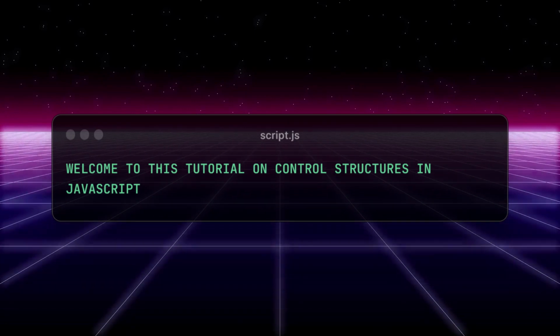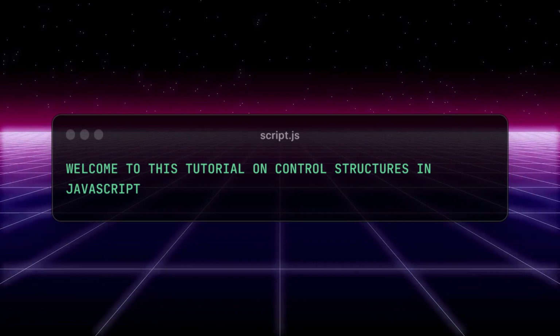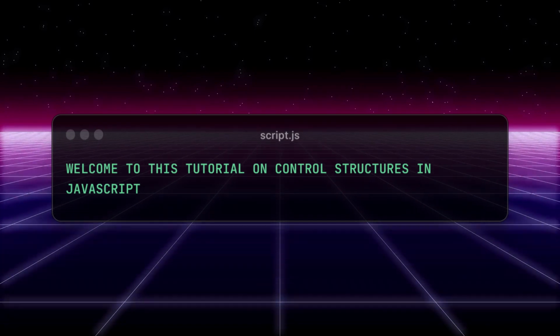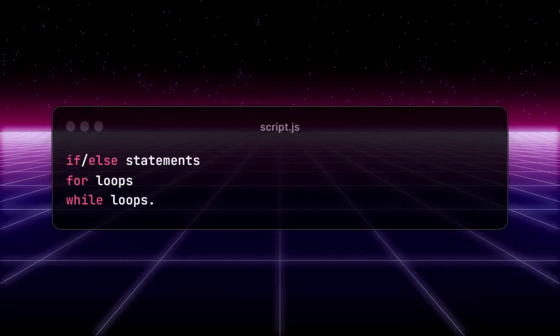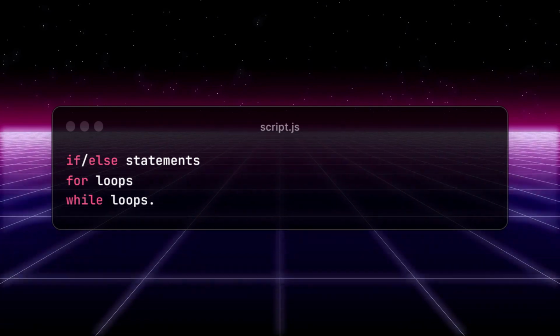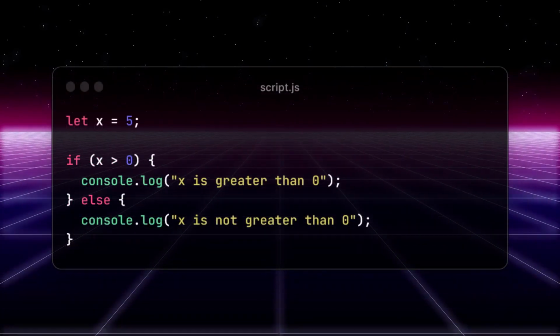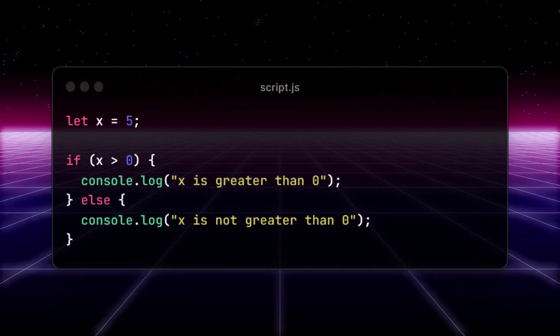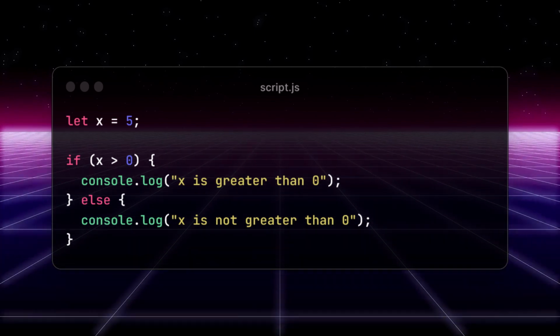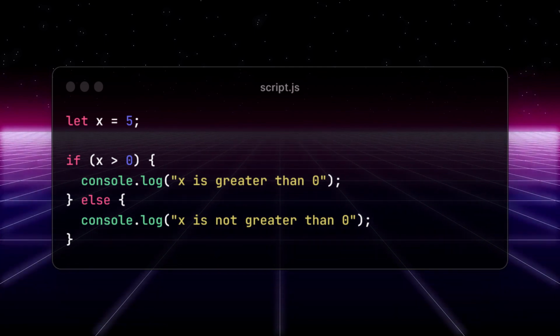In this video, we'll cover the three fundamental control structures in the JavaScript programming language: if-else statements, for loops, and while loops. First, let's talk about if-else statements. An if-else statement allows you to execute different code depending on whether a certain condition is true or false. Here's an example of an if-else statement.